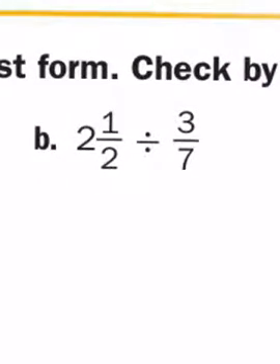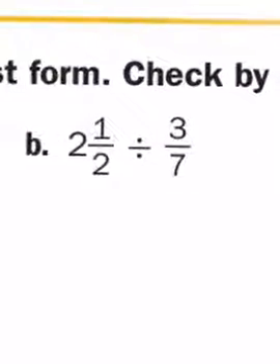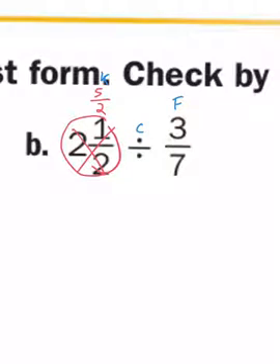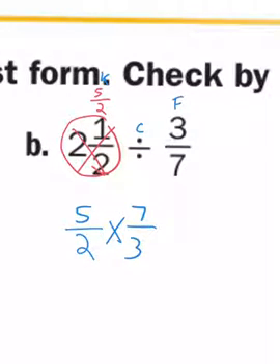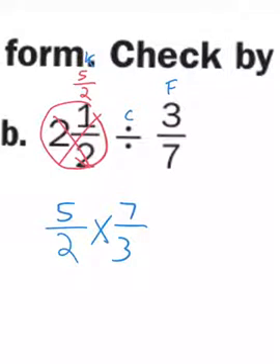All right, so in B, first, I want to make the 2 1/2 into an improper fraction, 5 halves. Okay? Once you have it as an improper fraction, we're going to keep, change, flip. I want to keep it 5 halves, change it to multiplication, and flip it to the reciprocal 7/3. Now, there is no bow tie reducing in this one, so I just have to multiply. I get 35/6.